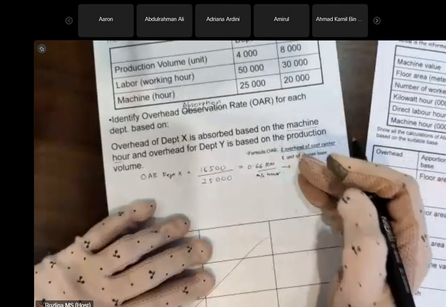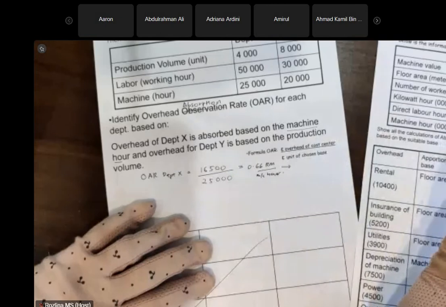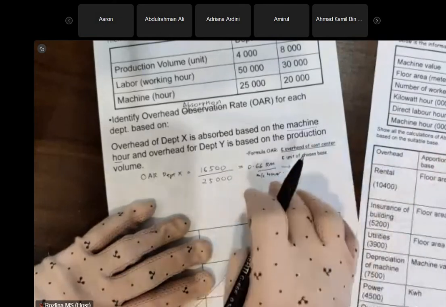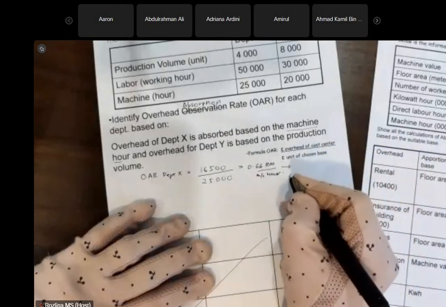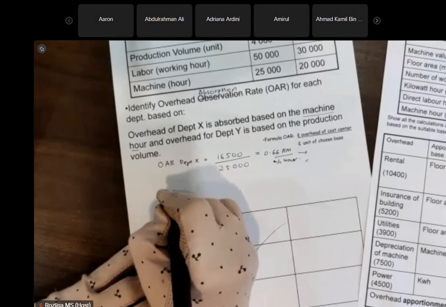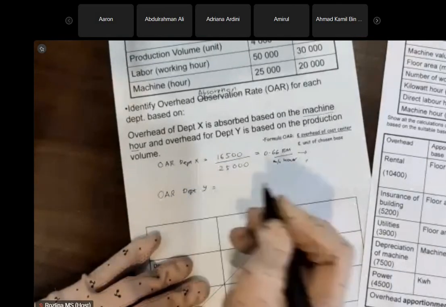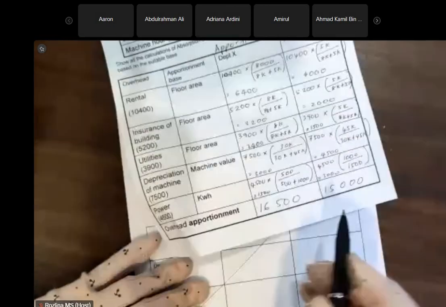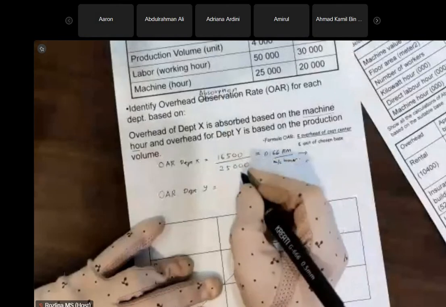Tapi tak apa, we stop until this. Because in the traditional method and the activity-based costing, you will go further to calculate to the product. Okay, we stop until here. Then OAR for department Y is 15,000.